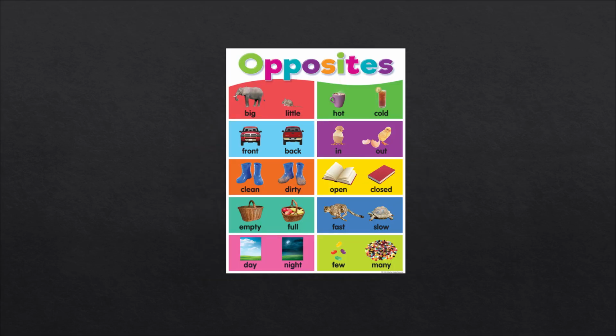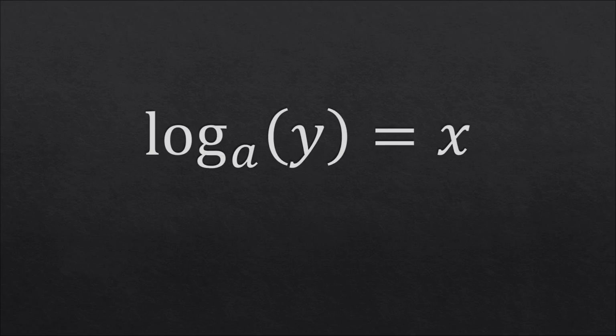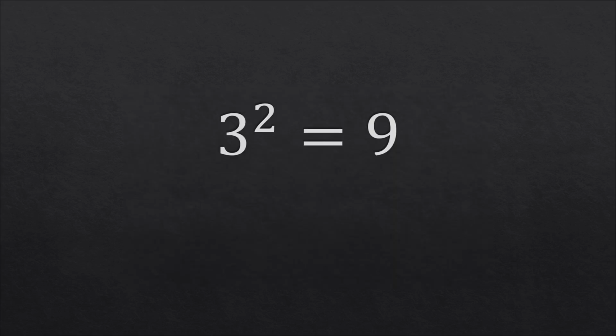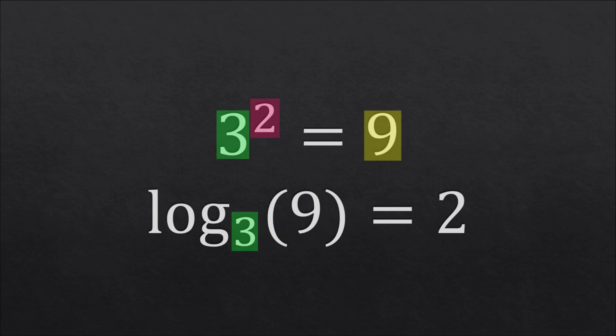A logarithm is the inverse of an index, just like how division is the opposite of multiplication. For an index written as a to the x equals y, the corresponding logarithm will be log of base a of y equals x, with the index being what the logarithm is equal to, and the answer of the index is equal to the argument of the log. For example, 3 to the 2 equals 9, so log base 3 of 9 equals 2.